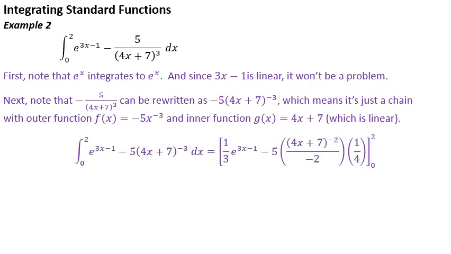There's e to the 3x minus 1 being integrated to give also e to the 3x minus 1, but divided by 3, the derivative of 3x minus 1. Then we're taking away something to the minus 3 integrated. And you can see that in here. It looks complicated. It looks rather messy.